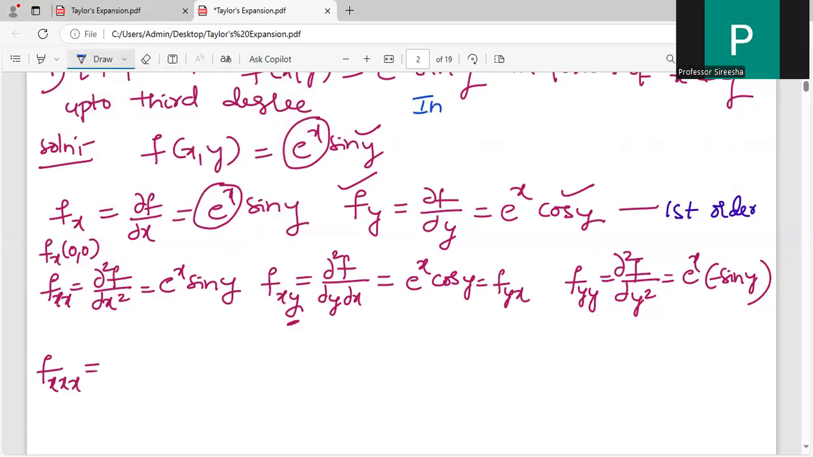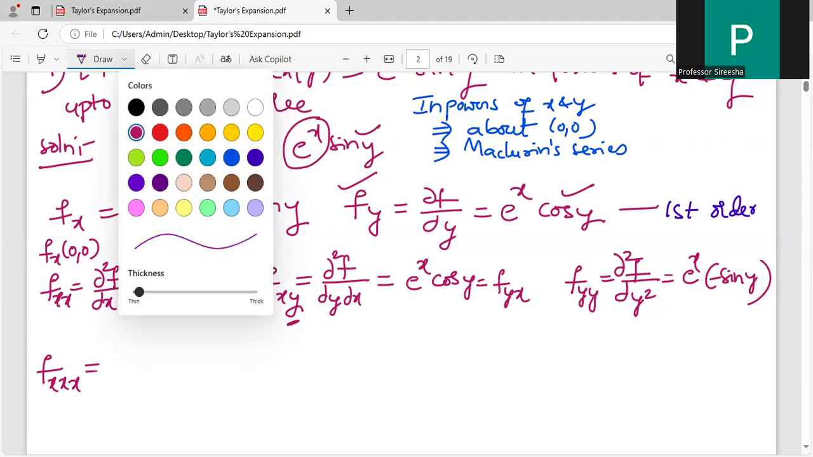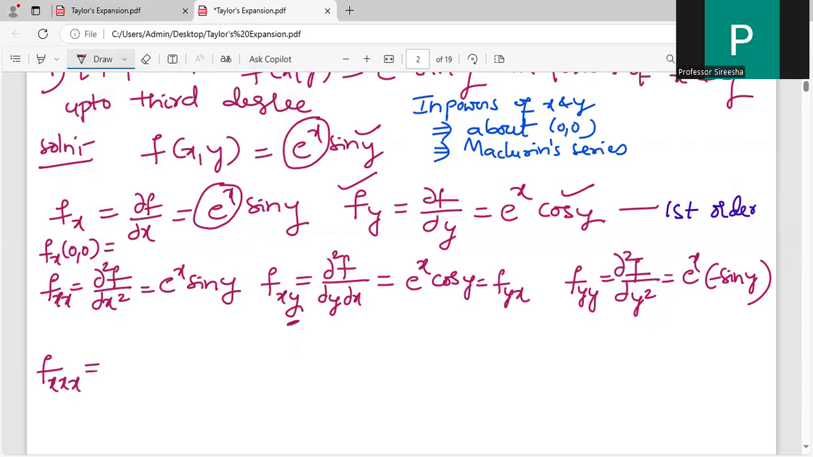In powers of x and y, about the point 0 comma 0, or in other words, this implies the Maclaurin's series expansion. It's not the Taylor series exactly, it's the Maclaurin's expansion. So I'll be substituting the values 0 comma 0. f_x at 0 comma 0 would be, x is 0, y is 0, e power 0 is 1, sine 0 is 0.